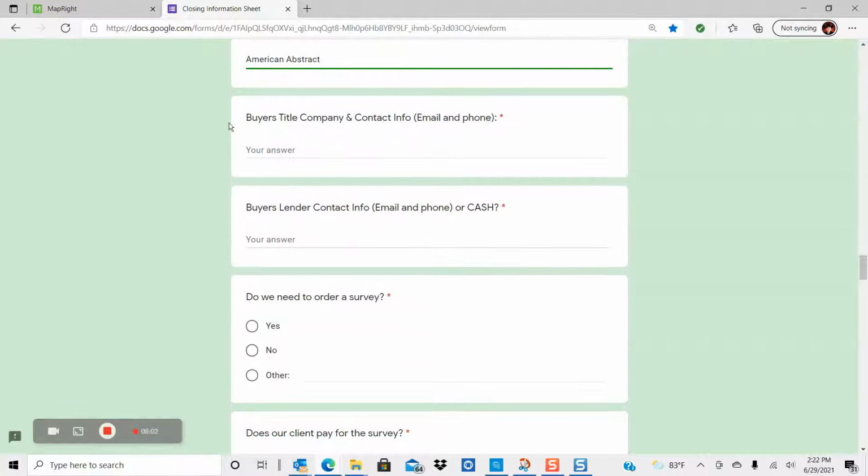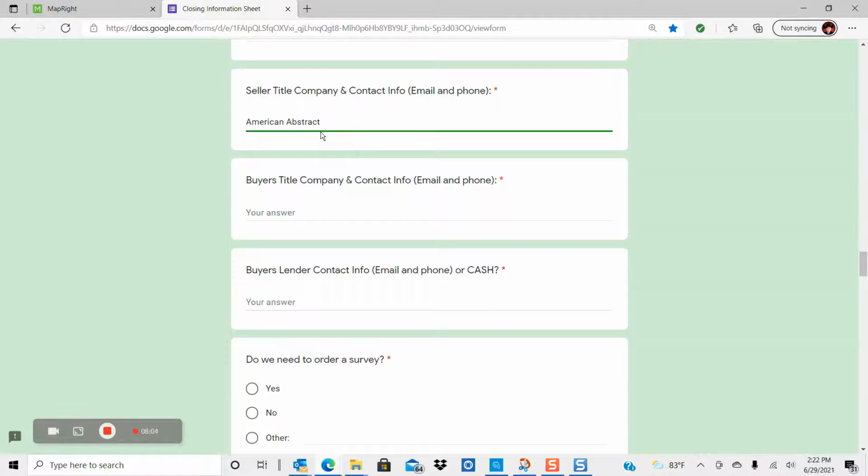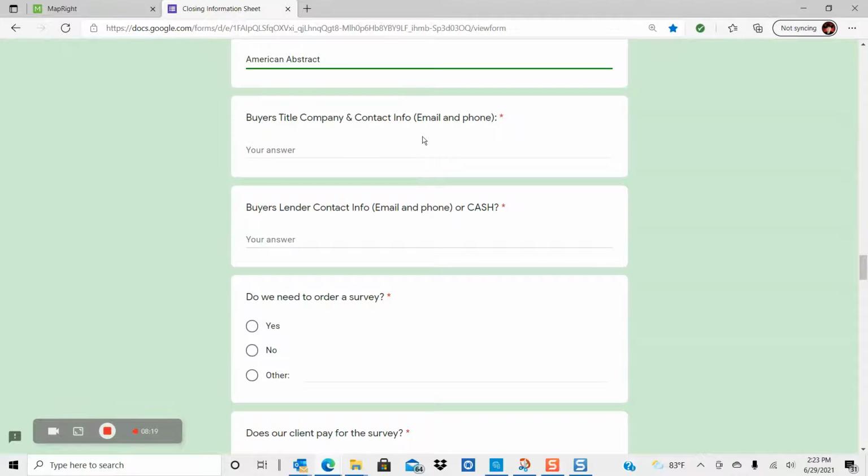Seller's title company contact information. A lot of times it is American Abstract. You just want to make sure that if it's not American Abstract, you include the closer's name and phone number, who you're working with, so it gives the back end the opportunity to have that information to reach out to them and get the contract sent correctly. It's important that we have that information, email and phone number.